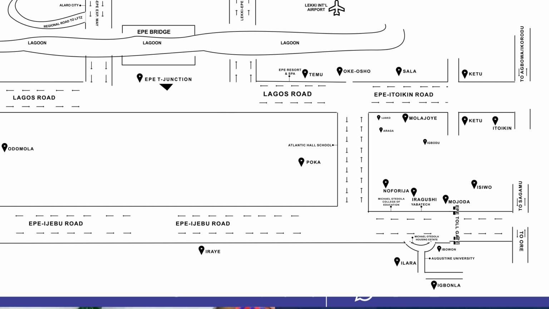So these are ways you can diversify your investment in Epe. Have something around Ketu, Sala for Isimi. Have something around Noforija, Iragushi for the Yabatech campus and the College of Education for their students there. You can also have something in Igbonla because it's affordable right now.